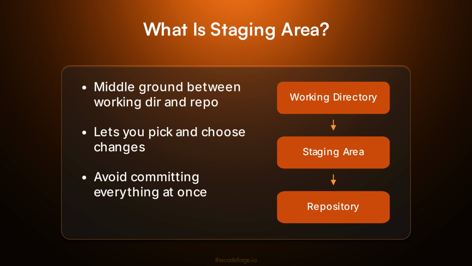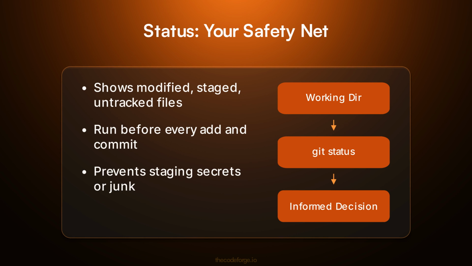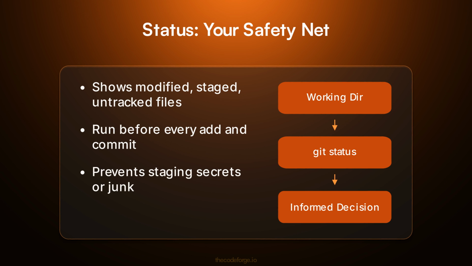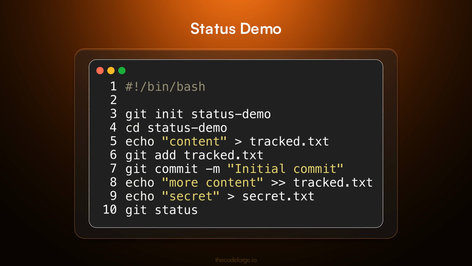Here's a quick demo. We initialize a repo, create 2 files, and check status. Then we stage only file 1 and commit. Notice how file 2 remains untracked. Git status is your dashboard. It shows untracked files in red, so you can add them to gitignore before they become a problem. Here we see a modified tracked file and an untracked file.